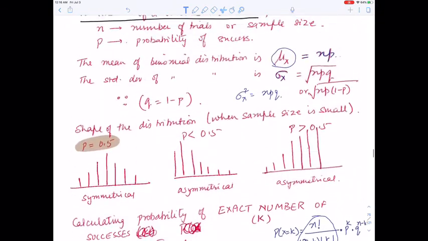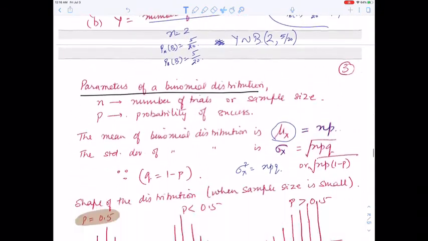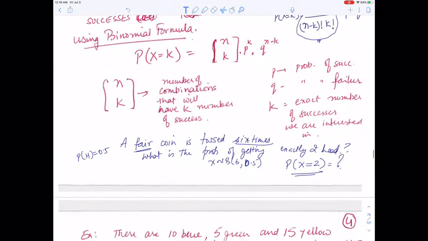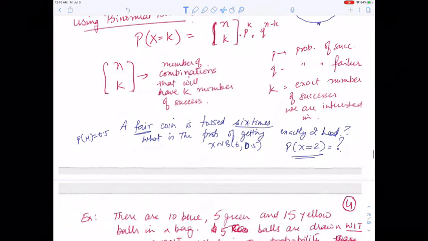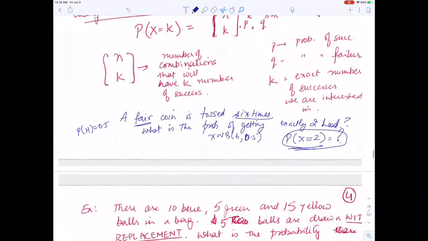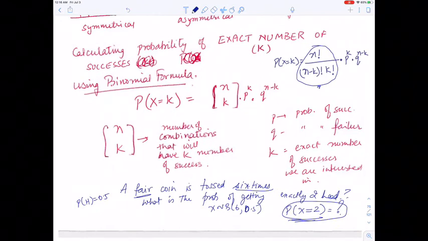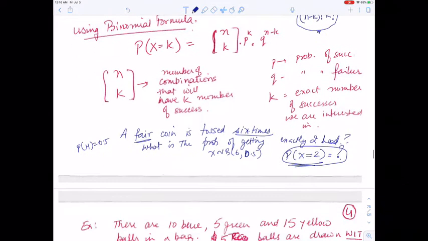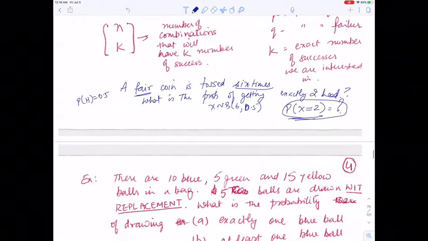Our question was, where did the question go? Here. A fair coin is tossed 6 times, right? This is what the question was asked. What is the probability of getting exact 2 successes? The exact number of successes that we want to find the probability of is called K. So how many successes are we interested in? Exactly 2. That means K is equal to 2.